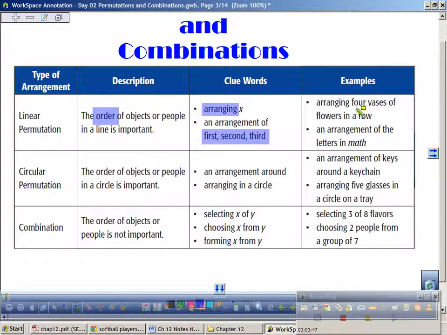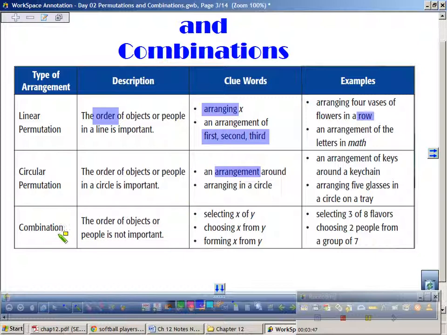Here's some examples. Arranging 4 vases of flowers in a row. A lot of times when they say in a row. An arrangement of the letters in math. Here's another one called a circular permutation. The order of objects or people in a circle is important. So again, that word arrangement. We're arranging in a circle. So a keychain, anything that's circular. Arranging 5 glasses in a circle on a tray, or putting charms on a bracelet, those would all be circular permutations.